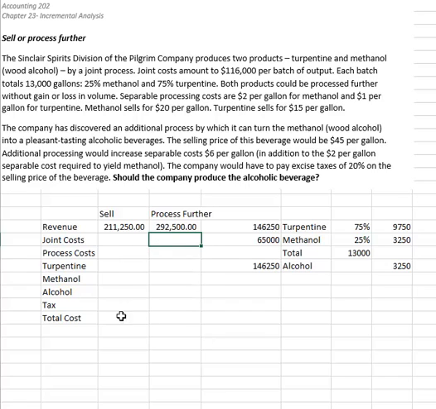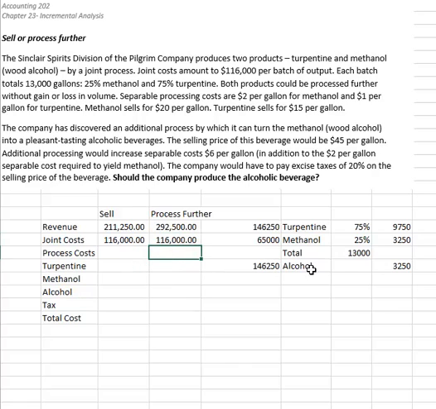But we need to look at the costs that are incurred to process it further. The problem tells us that we have joint costs of $116,000 per batch. That means when I make this entire 13,000 gallon batch of product, it costs me $116,000, and I can't really distinguish how much of that 116 goes to turpentine and how much goes to methanol. So we call that a joint cost. So I'm going to put right here that we have $116,000 of costs, regardless of whether we process it further or sell it as is.